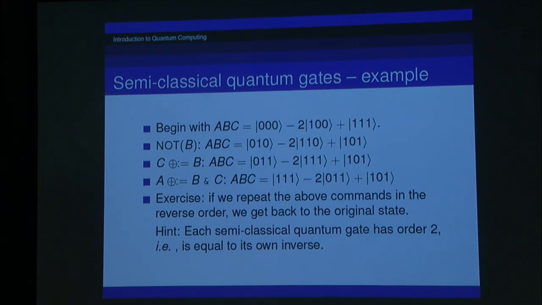Measurement is not reversible, but quantum gates are reversible. So the hint: each semi-classical quantum gate has order 2 and is equal to its own inverse.